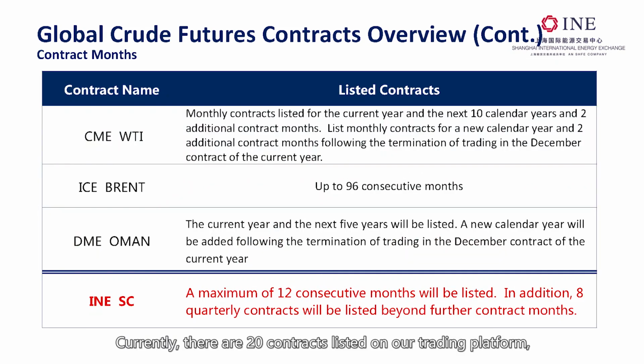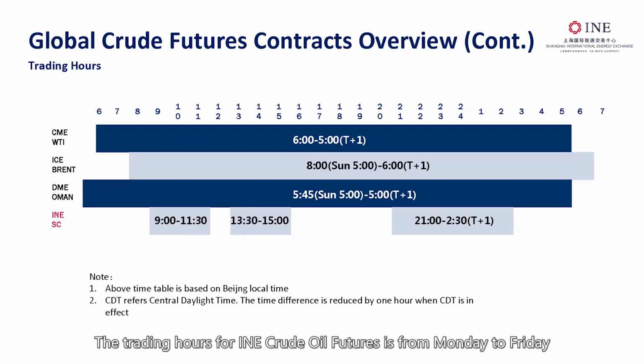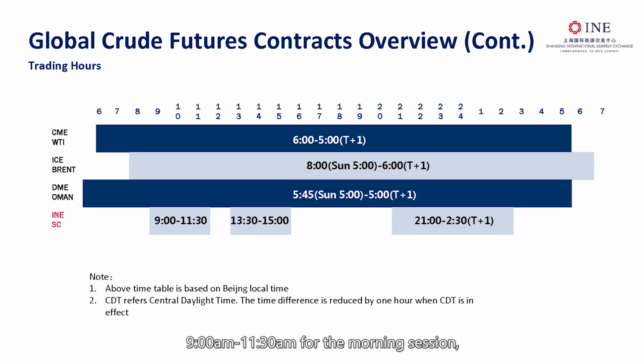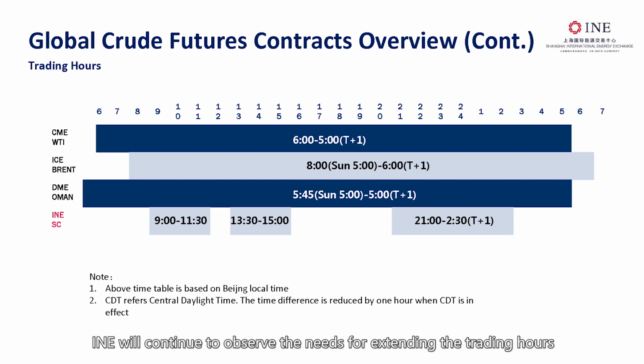Currently, there are 20 contracts listed on our trading platform. The first 12 contracts are consecutive monthly contracts, followed by 8 quarterly contracts. These listed contracts cover a time span of 3 years. The trading hours for INE crude oil futures are from Monday to Friday, 9 a.m. to 11:30 a.m. for the morning session, 1:30 p.m. to 3 p.m. for the afternoon session, and from 9 p.m. to 2:30 a.m. for the night trading session. INE will continue to observe the needs for extending the trading hours, and we might extend them later according to market conditions.